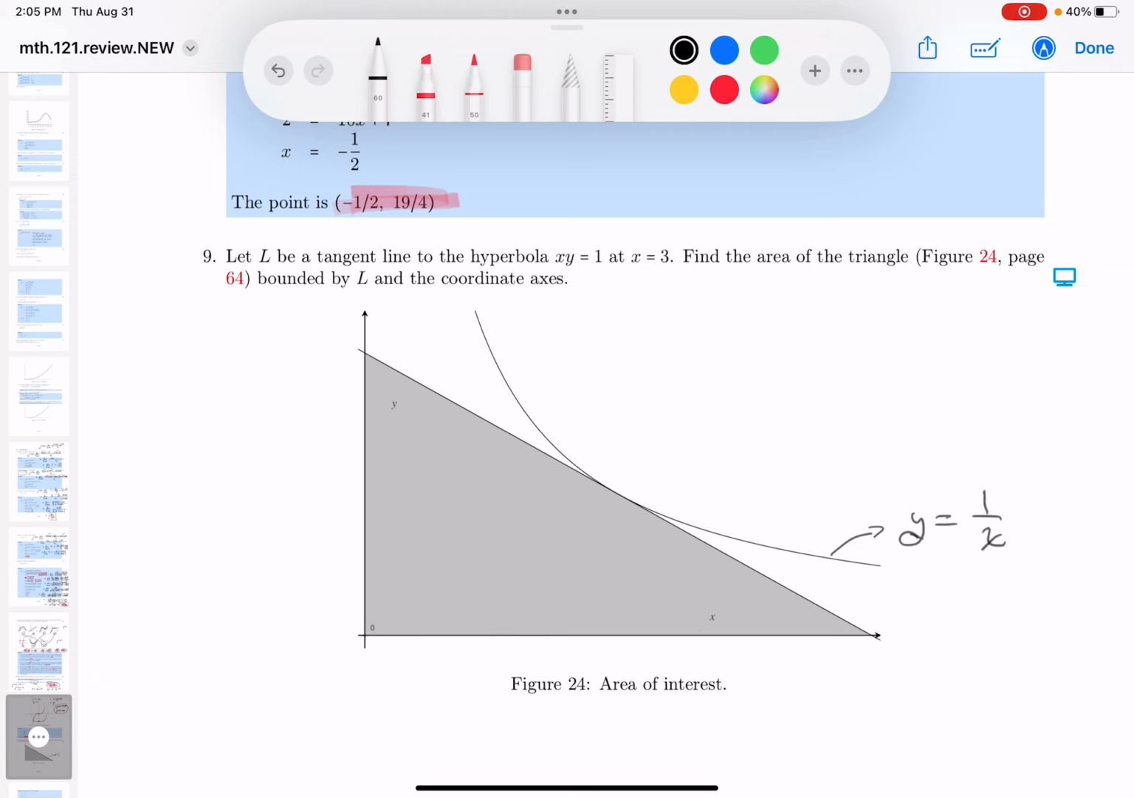And they say at the point where x equals 3. So again, if I were doing that, I'm going to say that there's a tangent line over here, all right? And what's the point going to be? They say x is 3. I'll put this over here. And what's the y going to be? The y would have to be 1/3, right? That's the point on the hyperbola. But there's a line there that's tangent to that. This is the line they're talking about.